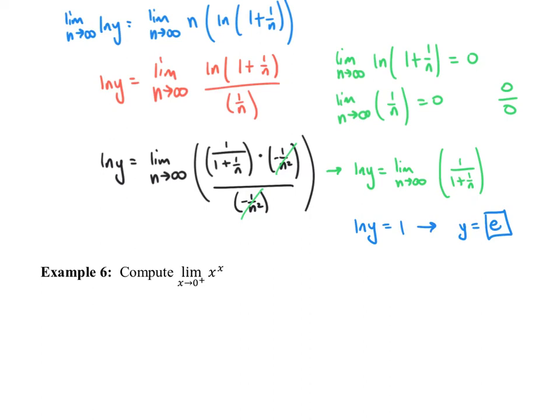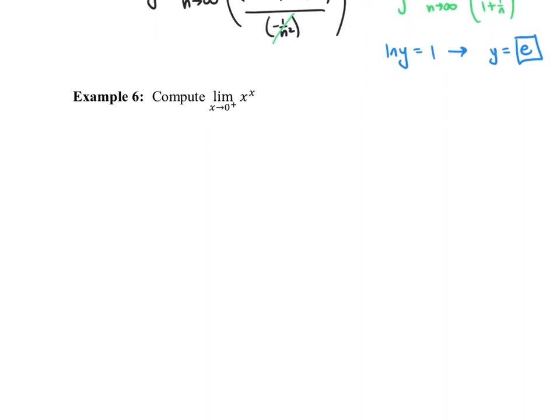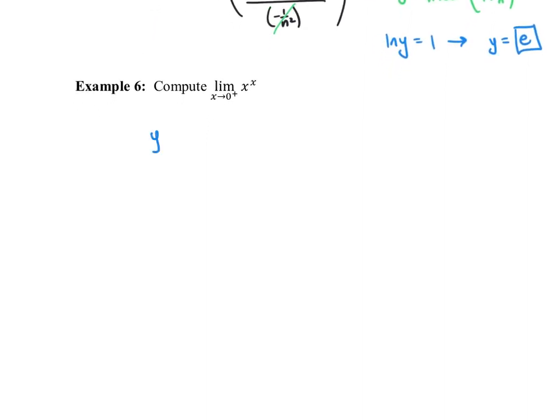Okay, one last one. We have x to the power of x. So we have y equal to x to the power of x, which gives us the natural log. I'm going to save us a step again. We have x times the natural log of x, and we're going to take the limit of each of these as x goes to 0 from the right side.